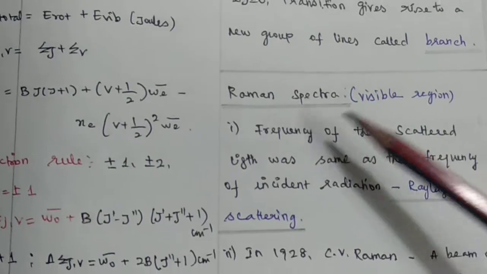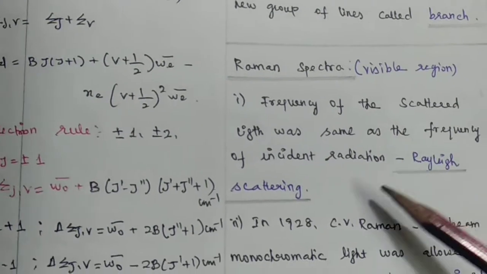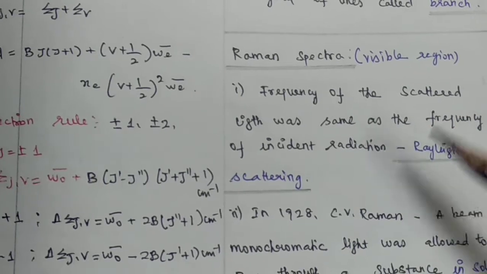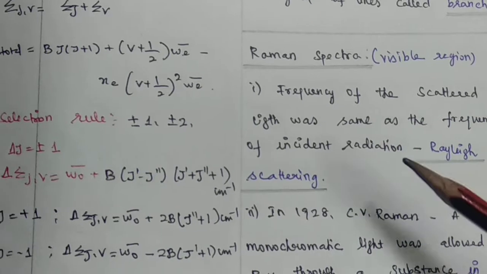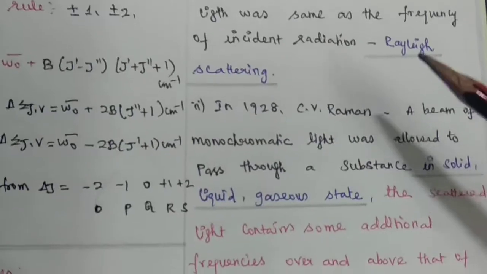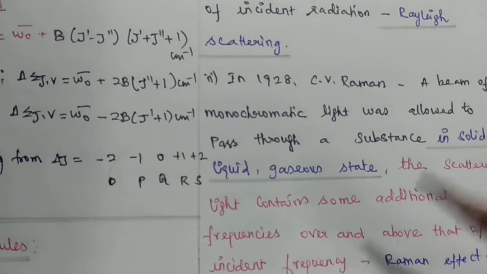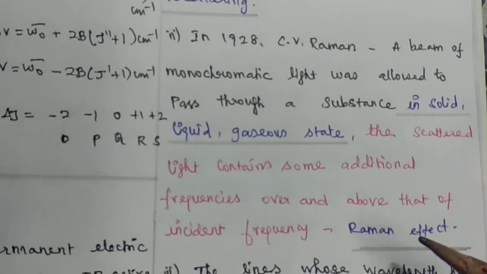Then Raman spectra is in the visible region. What is meant by Rayleigh scattering? The frequency of the scattered light is the same as the frequency of the incident radiation, which is called Rayleigh scattering. This has been asked many times. So what is meant by the Raman effect?